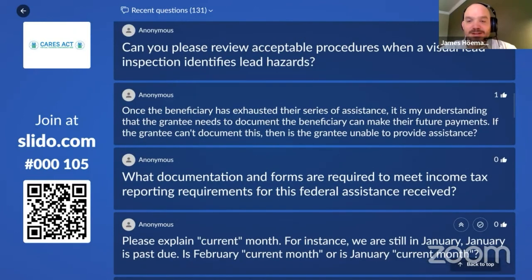Please explain current month. For instance, we are still in January. January is past due. Is February current month, or is January current month? So you're still in January and it's past due. I would say that would be your current month if we're still in January. Most mortgage and rental places will give you, say, a 5 or 10 day period, but you're still in that month. You can still make the January payment and consider that the first month. If you waited till February, and then obviously the February bill is coming up, say on the 5th or the 10th, then you would be considering January an arrear payment that you would make in conjunction with the February payment.